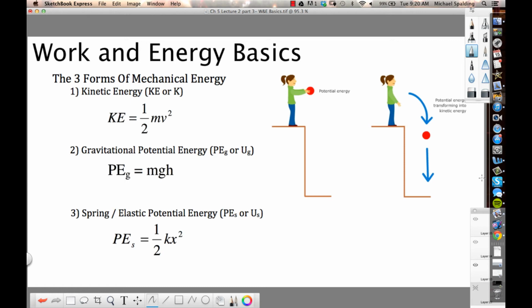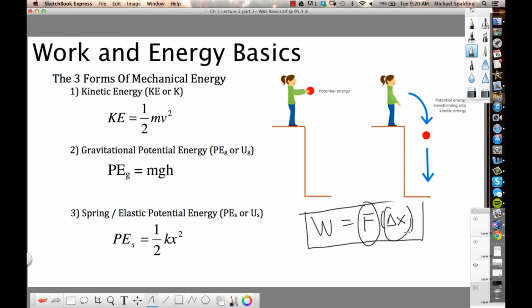Okay, so at this point, you guys should know the basic equation for work. This chapter is called Work and Energy. Yesterday we said the basic equation for work is force times displacement. It looks very simple, just multiply two things together, but what do you have to know about this equation? The force doing the work has to be parallel to the displacement.